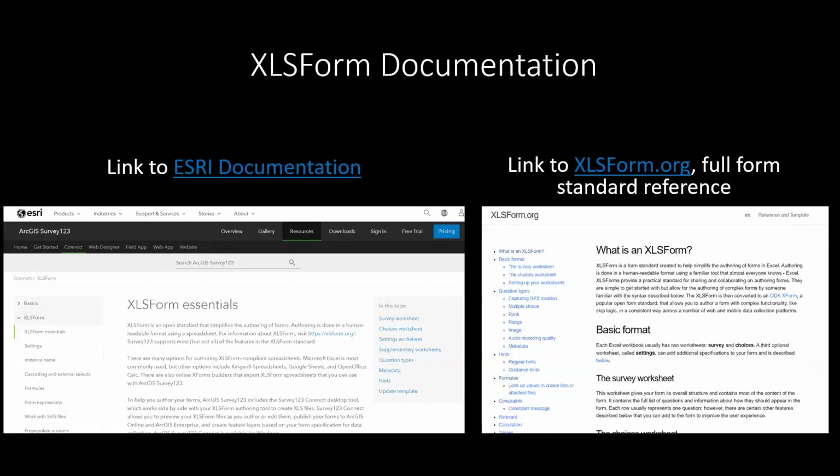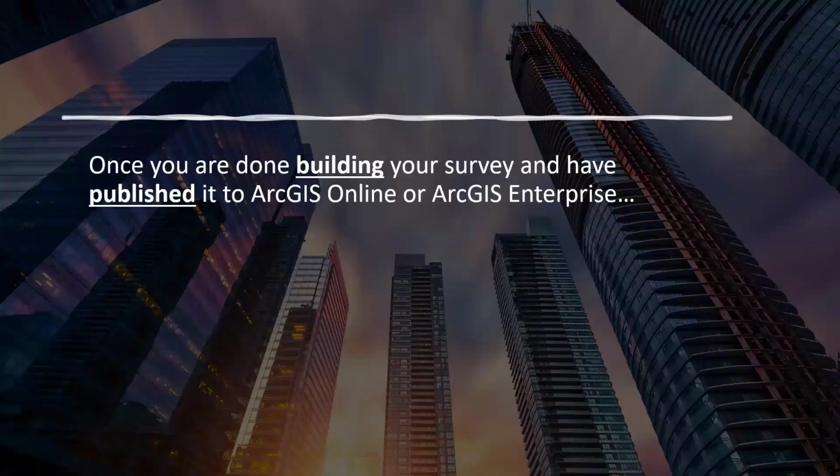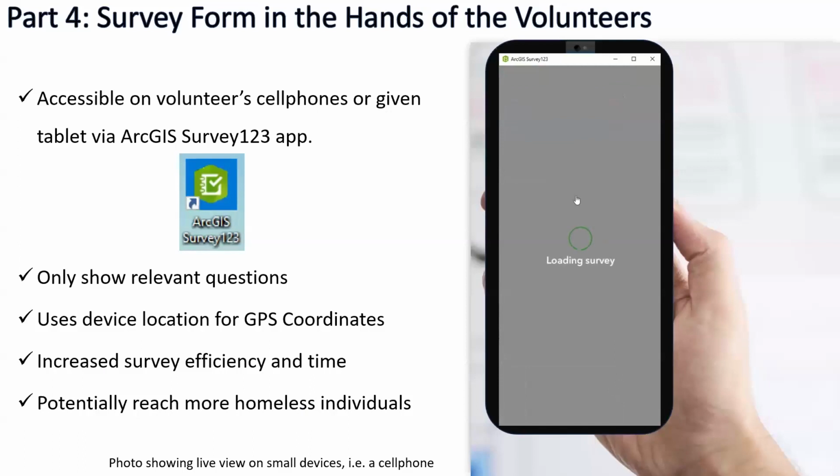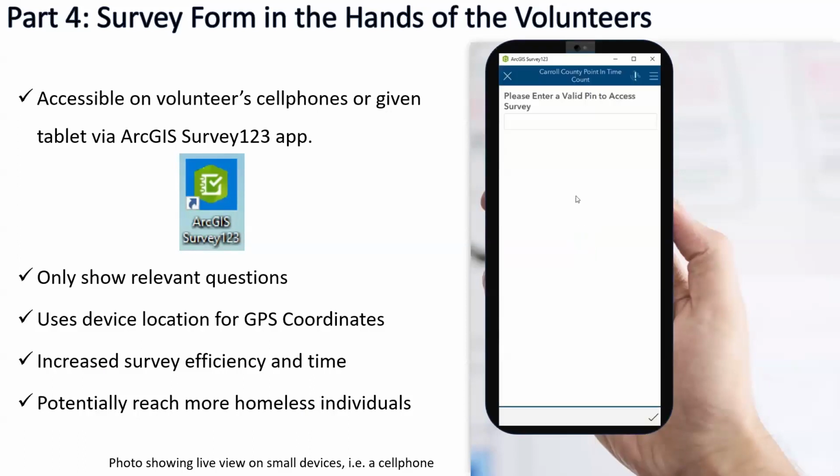So once you've finished building your survey and you've published it to ArcGIS Online or Enterprise of your choosing, then we put it into the hands of the volunteers. And so, as I showed you before, this could be a cell phone, this could be a mobile device, this could be pretty much whatever it is that you designed your survey to be on.